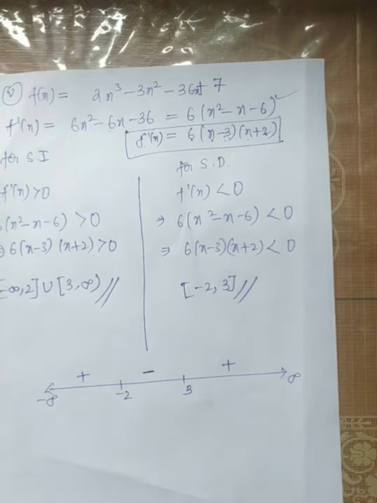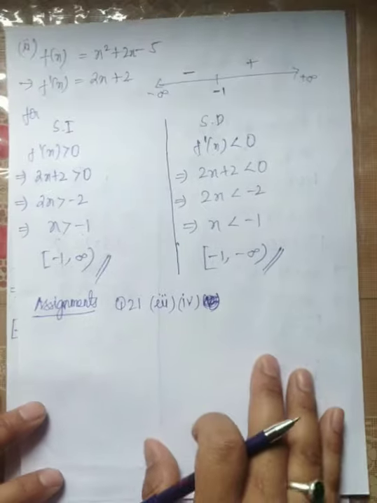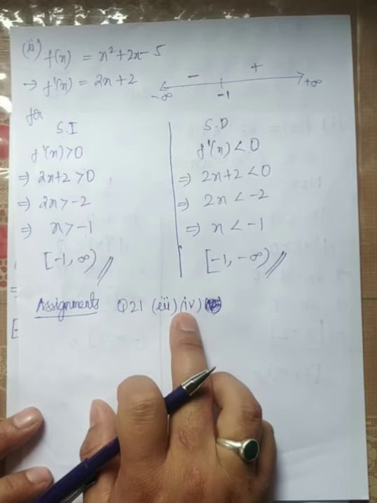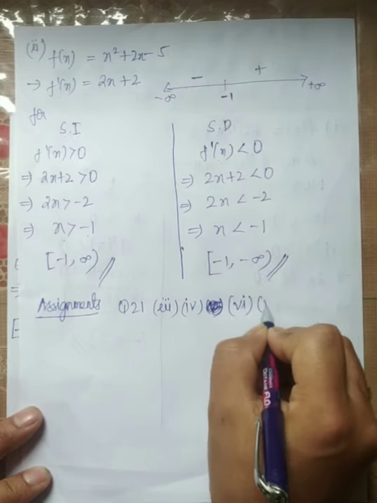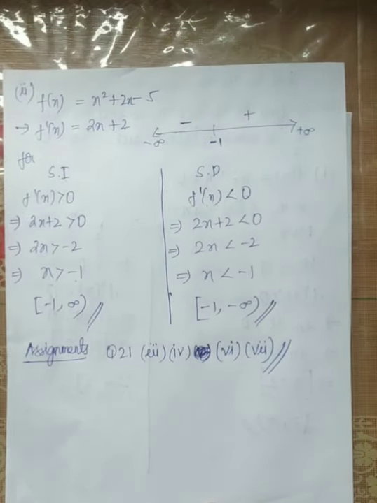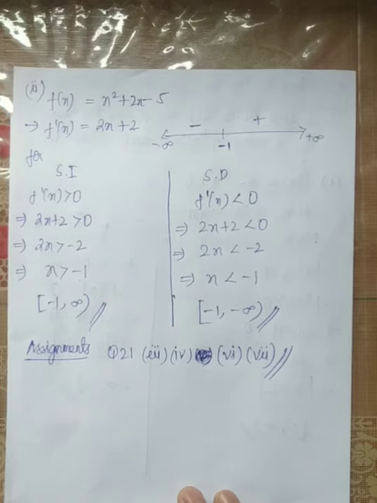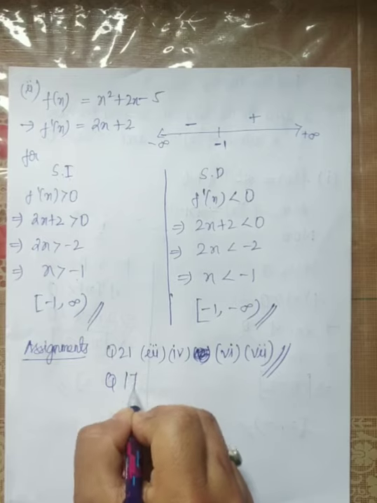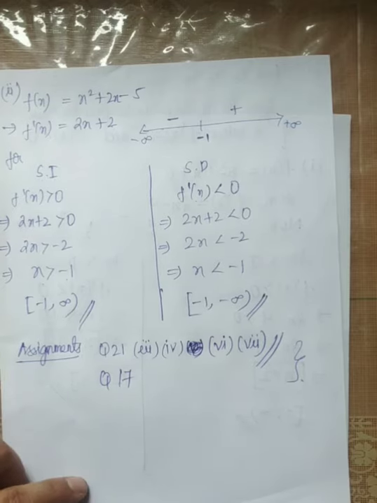I hope you're clear. A few homeworks I'll give you here. Your assignments will be question number 21, part 3, part 4, part 5 I've done, and you will do part 6 and part 7. So 4 homeworks I'm giving you, and also you will do question number 17. Okay, so that completes our exercise 7.5, and tomorrow in the next class we'll start maxima and minima.